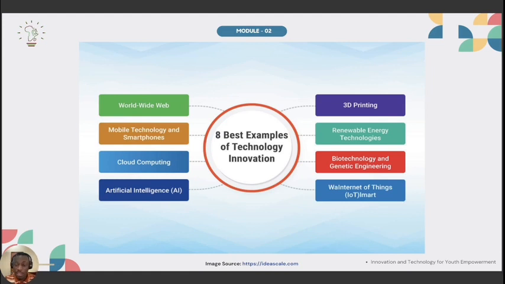Then also we have 3D printing, we have renewable energy technologies. In terms of 3D printing, a lot can be printed right now with 3D technology. I saw a video the other day where even meat was printed with 3D technology. It's a very powerful one. Then also biotechnology and genetic engineering. Then finally, we have the Internet of Things, where remotely you can do stuff as long as devices or whatever it is that you have on are interconnected.